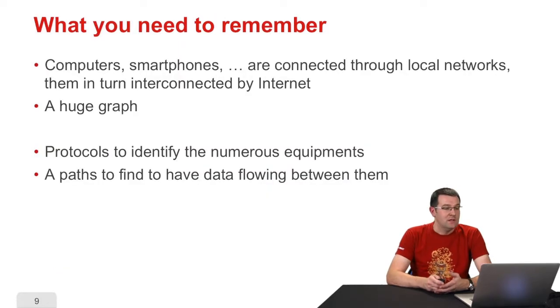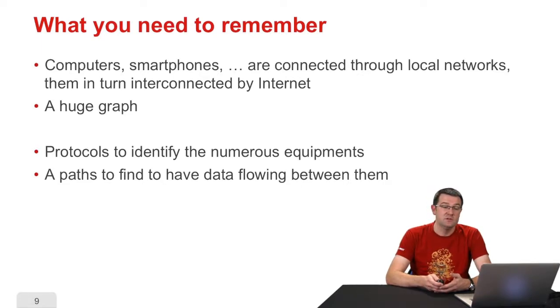What you need to remember: computers, smartphones, etc., are generally connected through local networks, which then connect to the internet. Well, when connected with a 3G or a 4G connection on the smartphone, that's not really a local network, but that's still a local network connected to the mobile phone provider's antenna. All this is interconnected thanks to a very big graph that forms the internet, with billions of equipment connected on it.